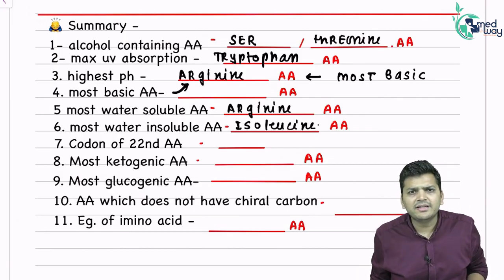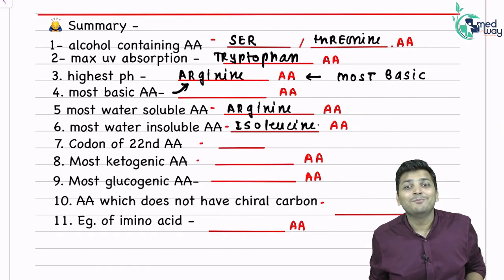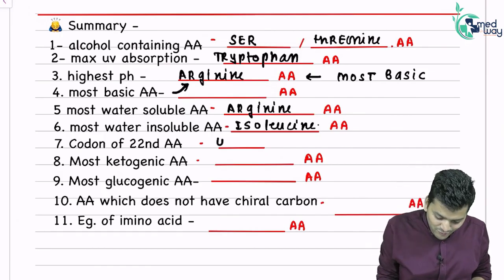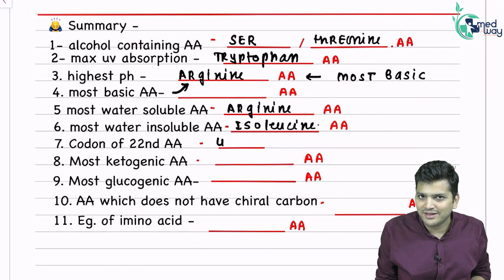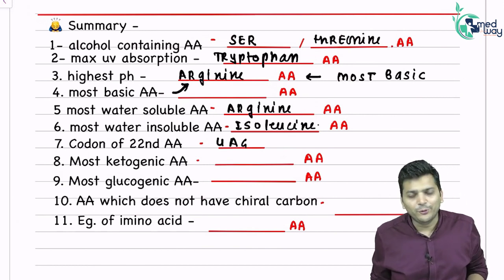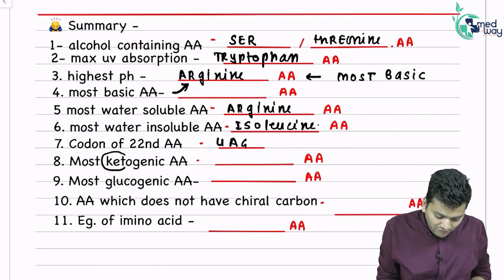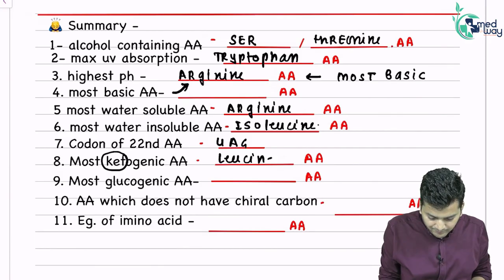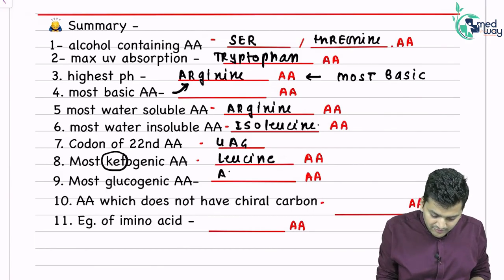What is the codon for the 22nd amino acid? What is the name of the 22nd? Pyrrolysine. What is the codon, UGA or UAG? Yes, it is AG. Most ketogenic? What is the name of the pet cat? Lucy. Yes, leucine. Most glucogenic? Alanine.